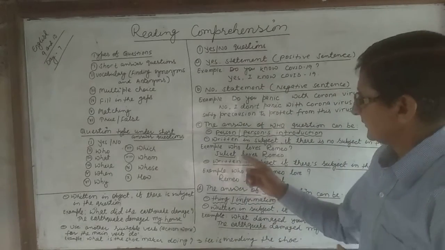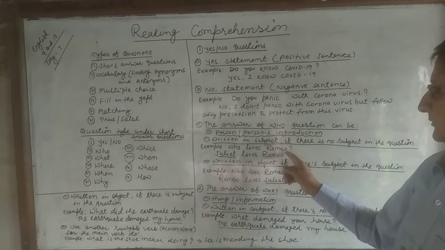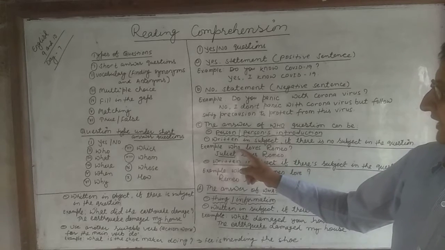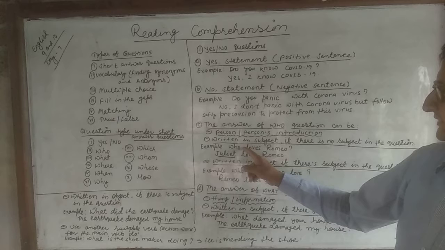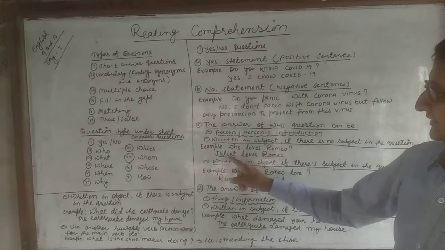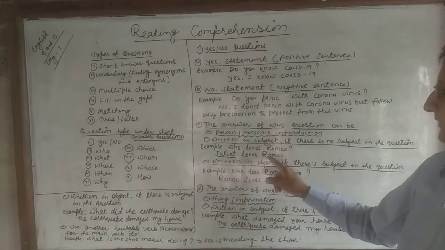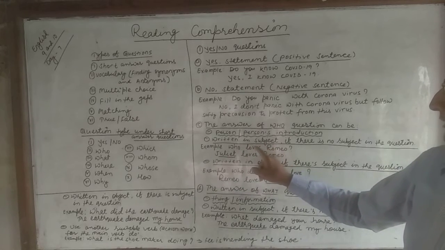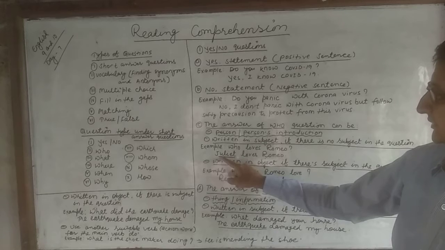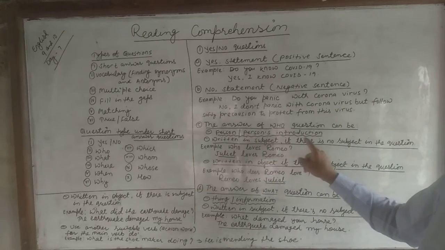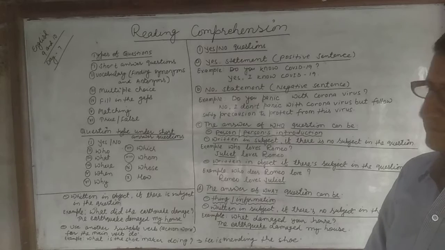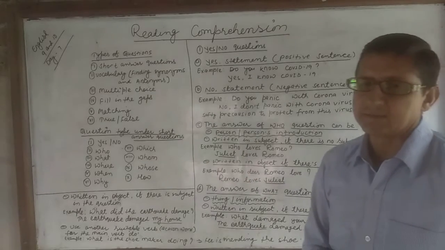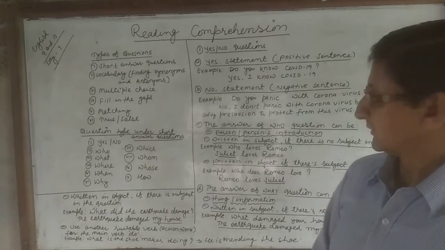Let's see the example. Who loves Romeo? There is no subject in this question because there is no use of do, does, did. So we write the answer in subject. Juliet loves Romeo. The answer is Juliet, and we have written the answer in subject. So, written in subject if there is no subject in the question. The who question itself is a subject.